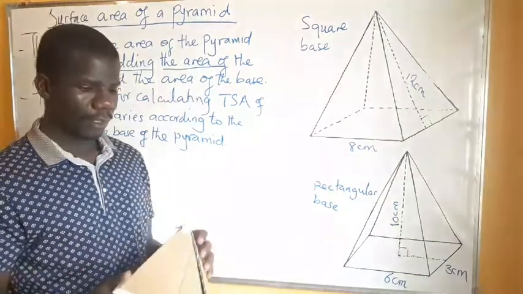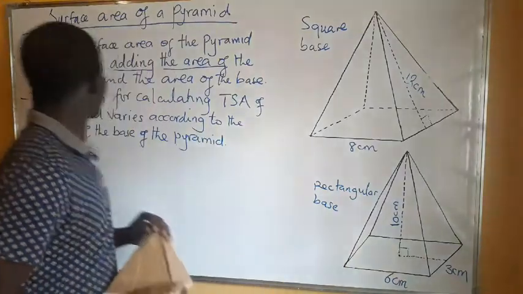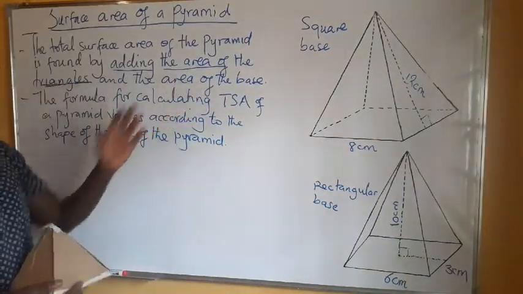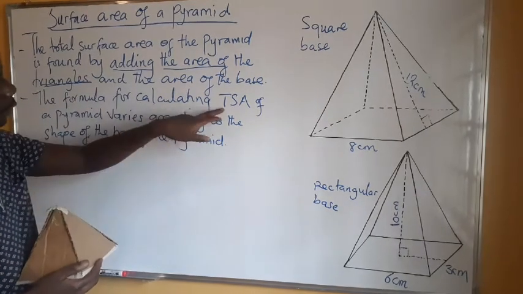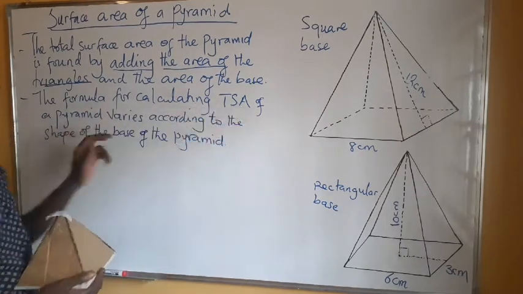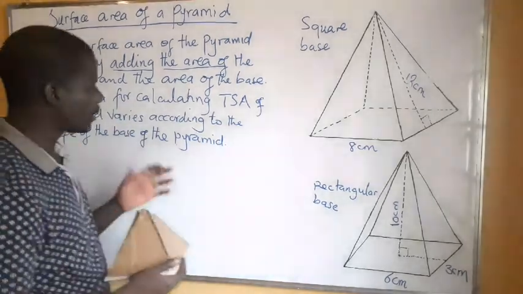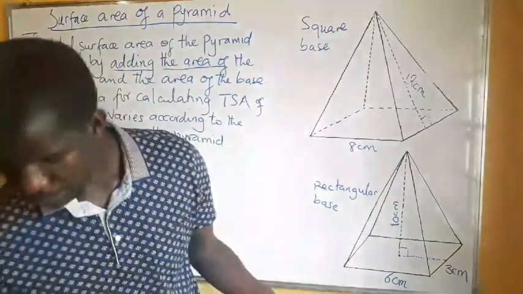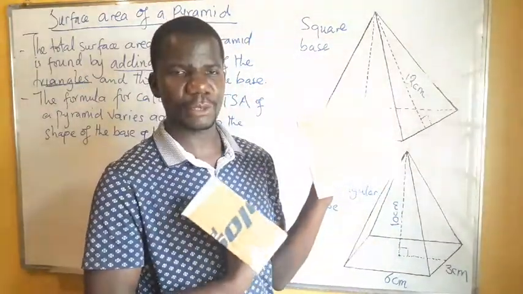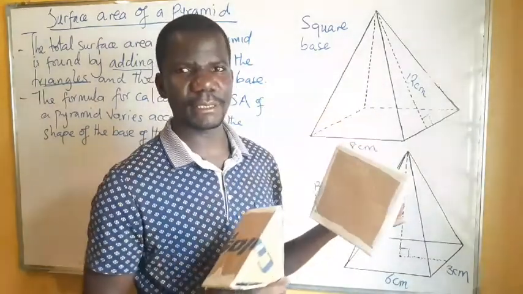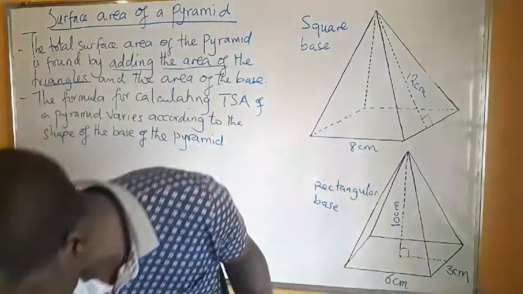So what are we saying? Yes, that's what I've explained here. Then the formula for calculating total surface area of a pyramid varies according to the shape of the base of the pyramid. As you can see, these 2 pyramids have got 2 different bases. So it is the base that determines how you are going to work with the calculations.